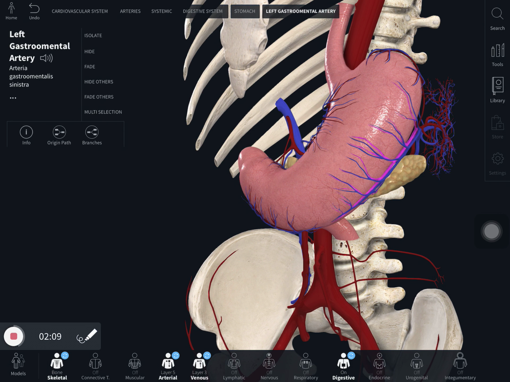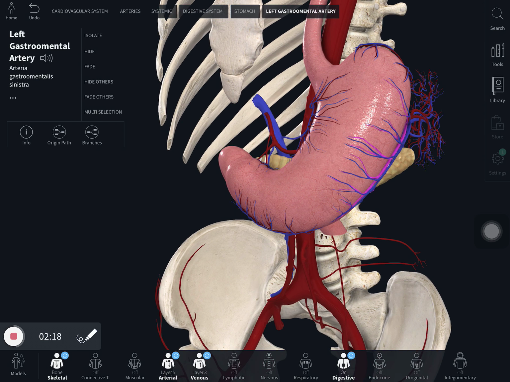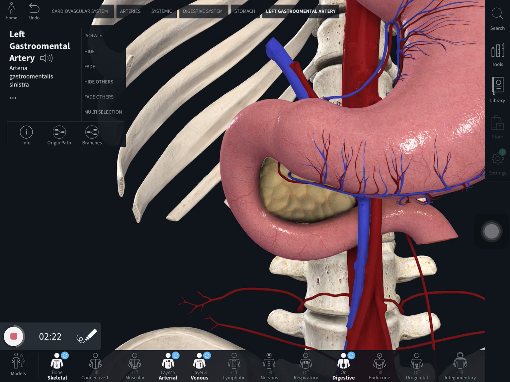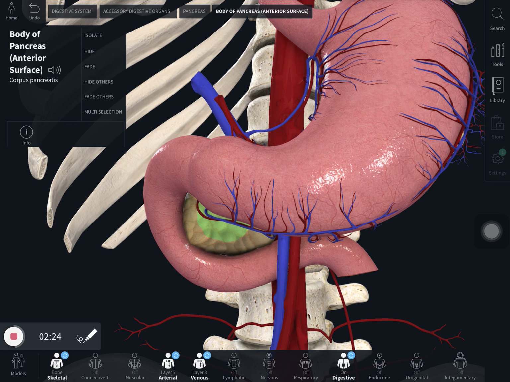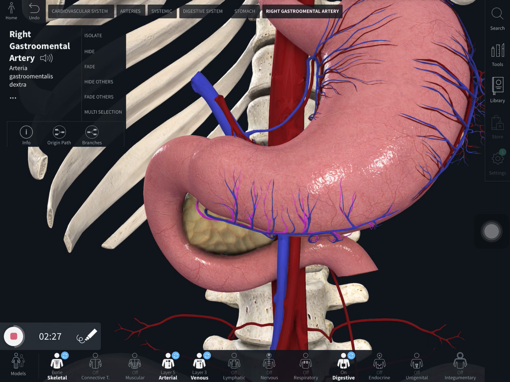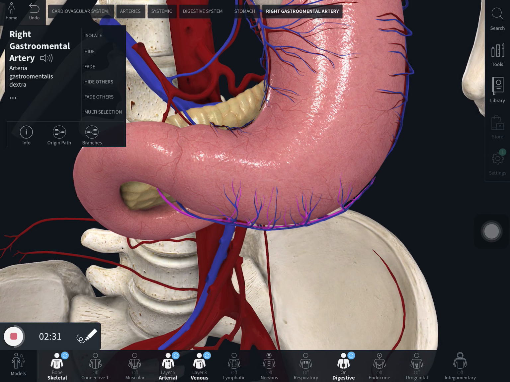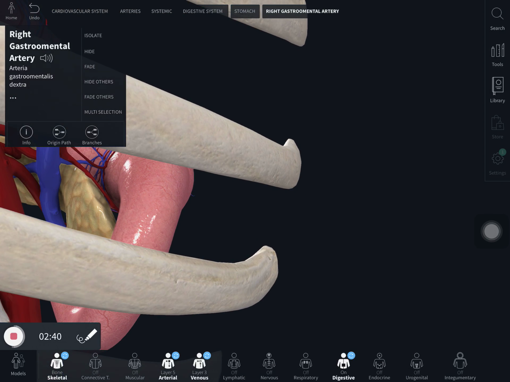Now, to the opposite side, we've got the left gastro-omental or epiploic artery, which supplies the upper portion of the greater curvature, as well as the right gastro-epiploic artery, which is a branch of the gastroduodenal branch of the hepatic artery. That is somewhere. Oh, there it is.